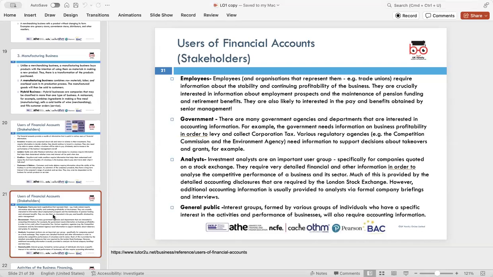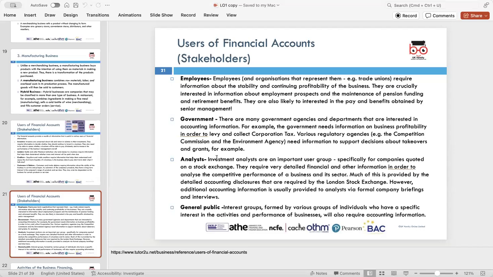Governments, according to accounting information, is of great relevance to a multitude of government agencies and departments which are located in the government sector. To assess and collect corporation tax, for instance, the government requires information about the profitability of businesses in order to conduct its operation. For the purpose of supporting decisions regarding takeovers and grants, for example, a number of regulatory authorities such as the Competition Commission and the Environment Agency require information.